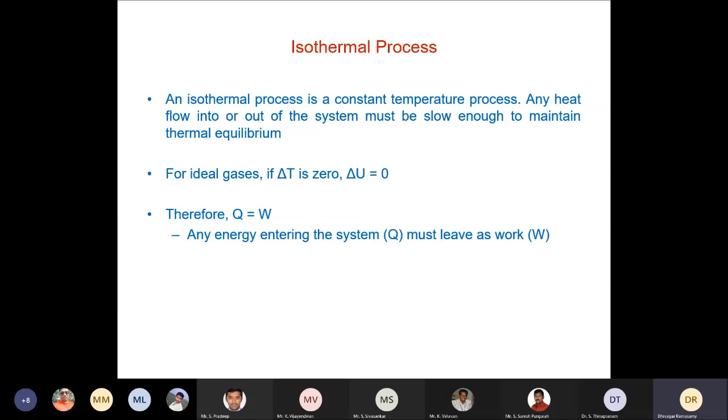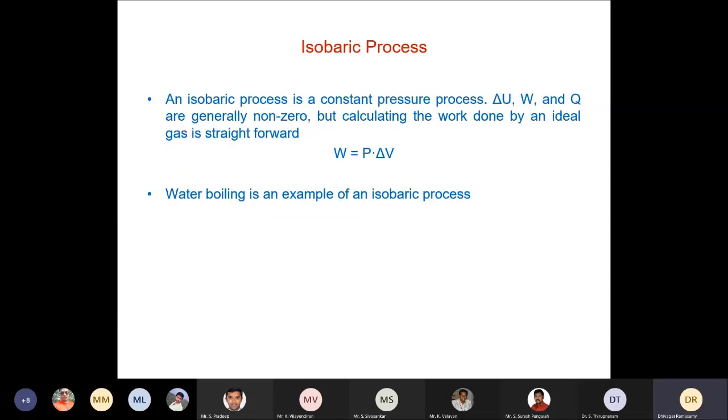So for ideal gases, we all know that the temperature difference T2 minus T1 will be 0. So obviously the change in internal energy will be 0. So if we apply this to the first law of thermodynamics, the equation will change to Q equal to W. Right. Then isobaric process. The isobaric process can be explained by the boiling of water. We all know this process already. So we have to integrate the first law of thermodynamics equations. Finally, we will get W equal to PdV.